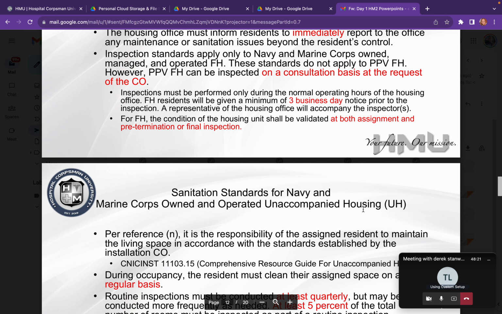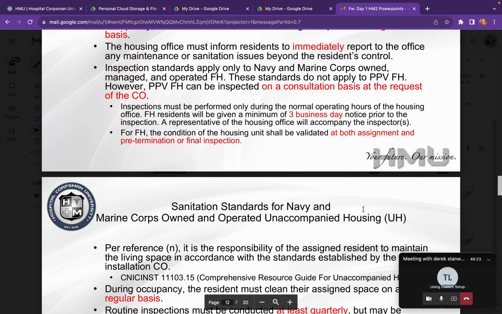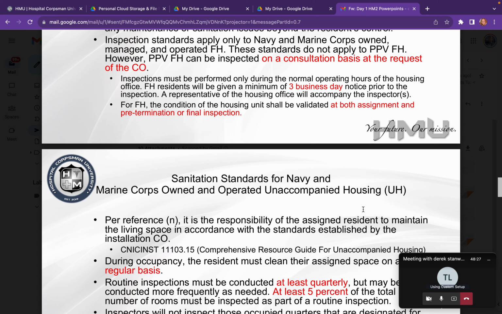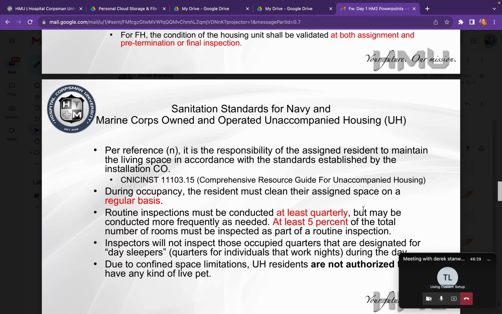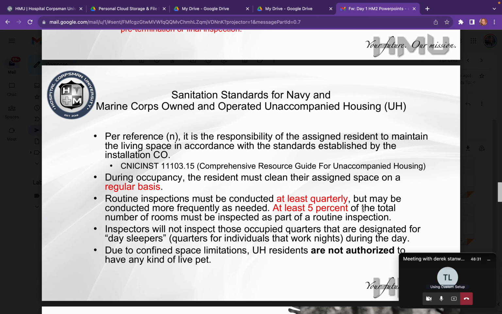Frequency on this one: any inspections for unaccompanied housing are going to be conducted at least quarterly. So barracks inspections are going to be done quarterly. There is an additional number for this one, and it gets a little bit muddled, because it's going to be 5% of the total number of rooms as part of the routine inspection. There is another one where it's actually 10%. Just worry about the 5%. It's really the only thing you have to worry about. So if you have 50 rooms, 5% of those rooms are going to be inspected.